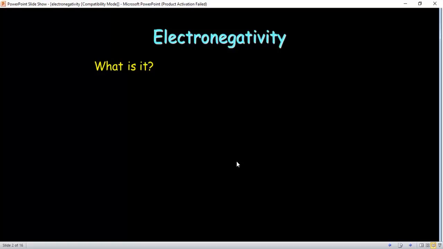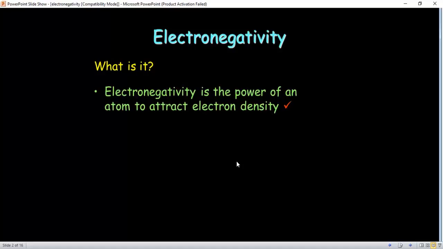Today we are going to talk about the term electronegativity. Electronegativity is the ability of an atom to attract a shared pair of electrons, or electron density, towards itself. So let's try to resolve it into some simple terms.